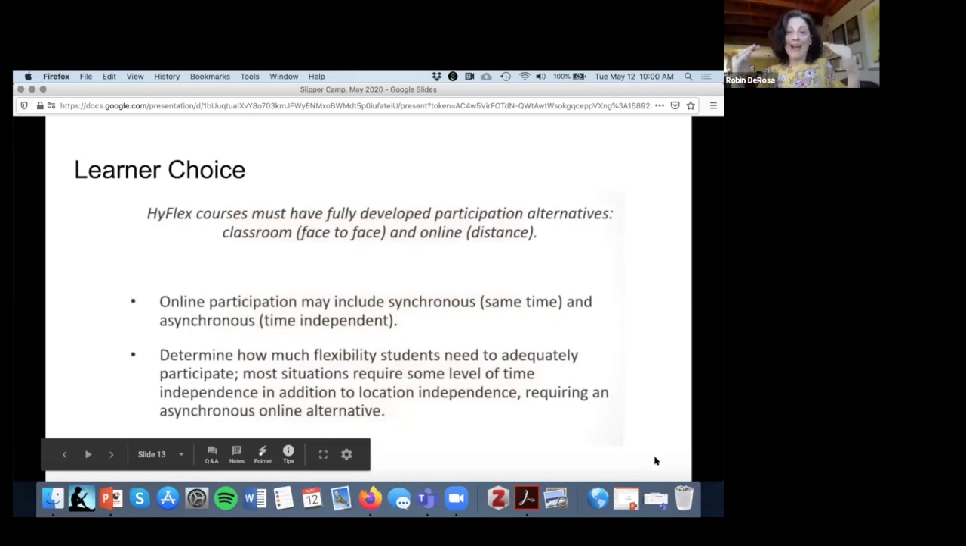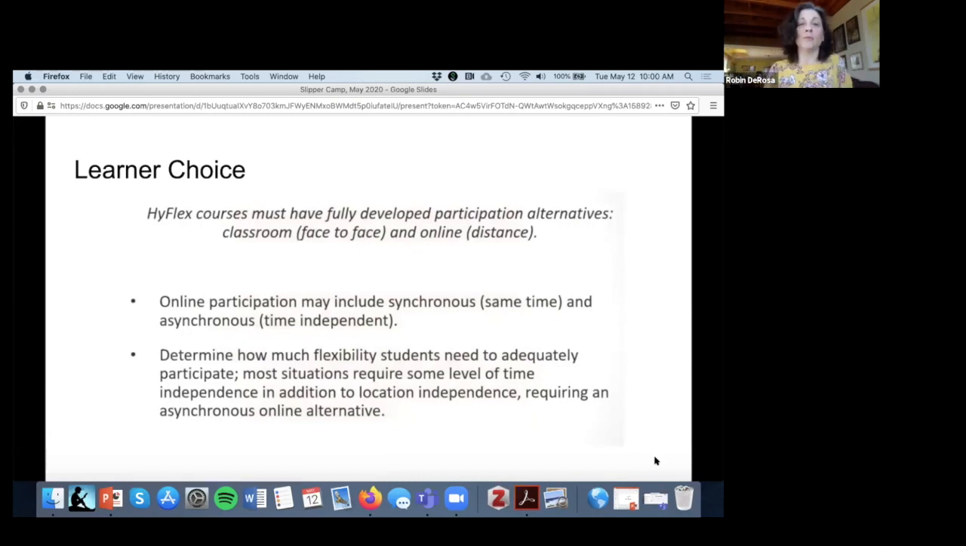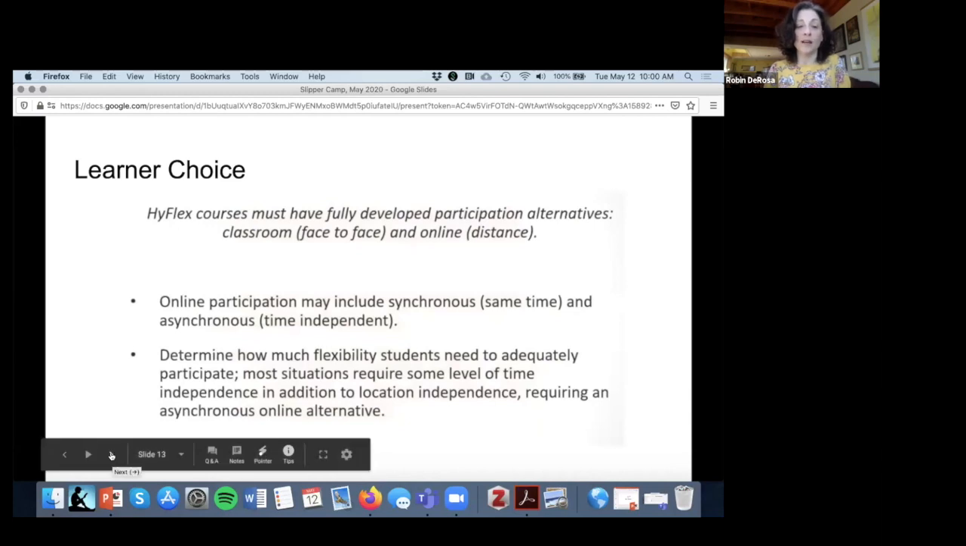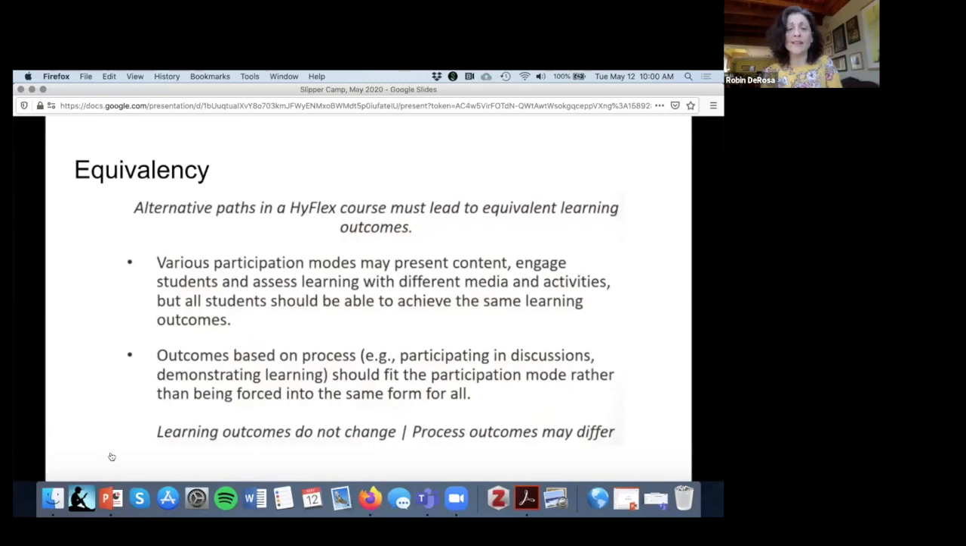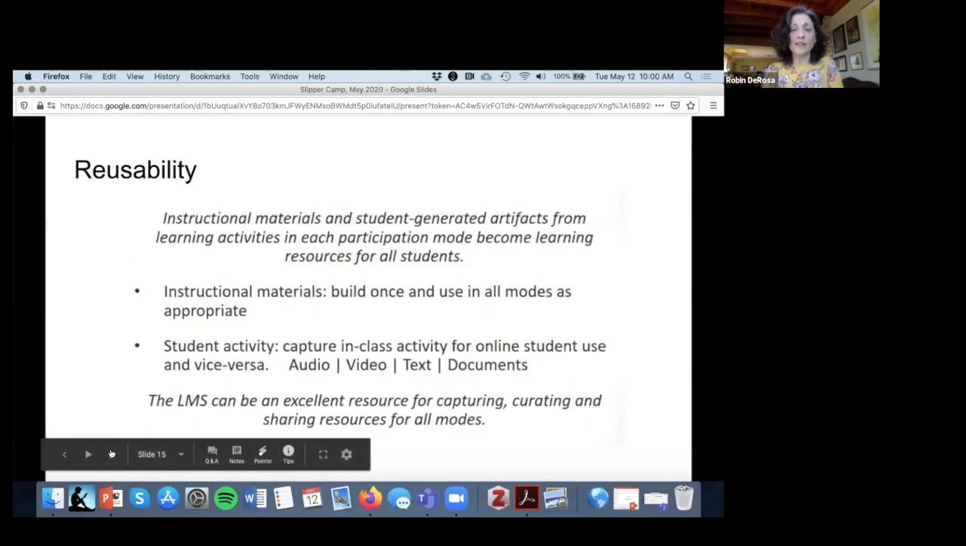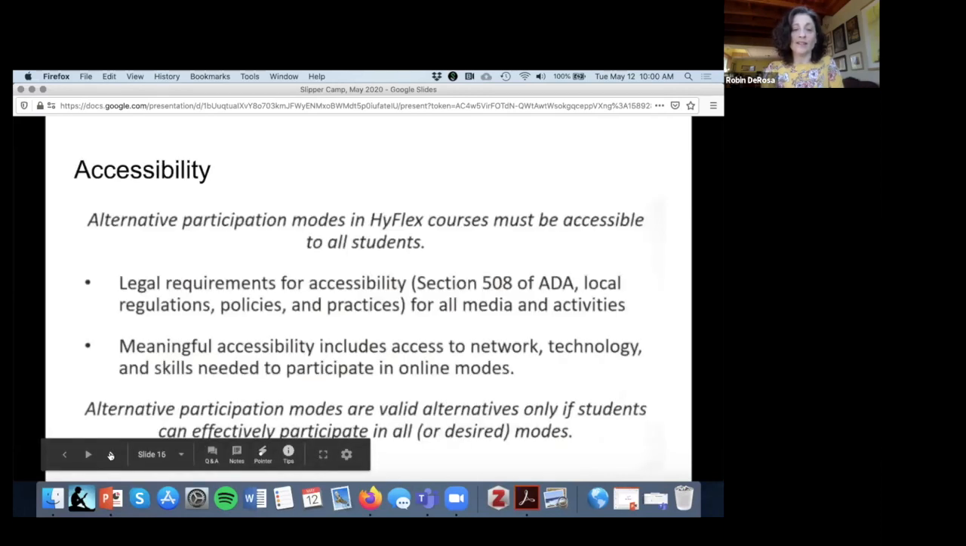after that break down each of these across HyFlex design. So we have some for learner choice, some for equivalency, reusability. Again, we're going to share this out to you, and accessibility.